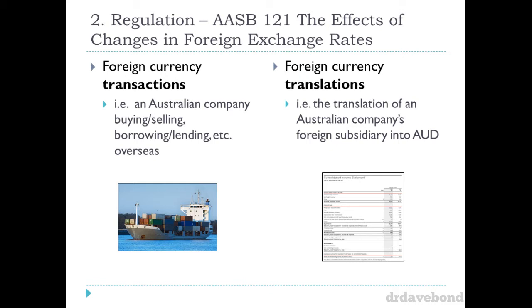Foreign currency translations are, and this ties in, if you're doing ABC at the moment, which I know a few of you guys are, you're already starting, you did NCI last week? Yep. It's a fun topic.